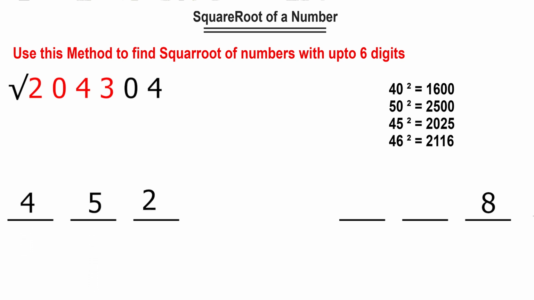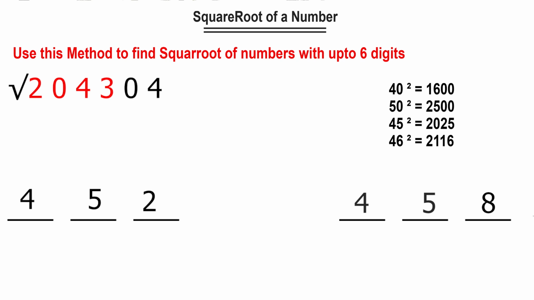Once we have our 2 consecutive numbers, we will pick the smaller of the 2, and write it down in the hundreds and the tens place. So the square root of our number would either be 452 or 458.